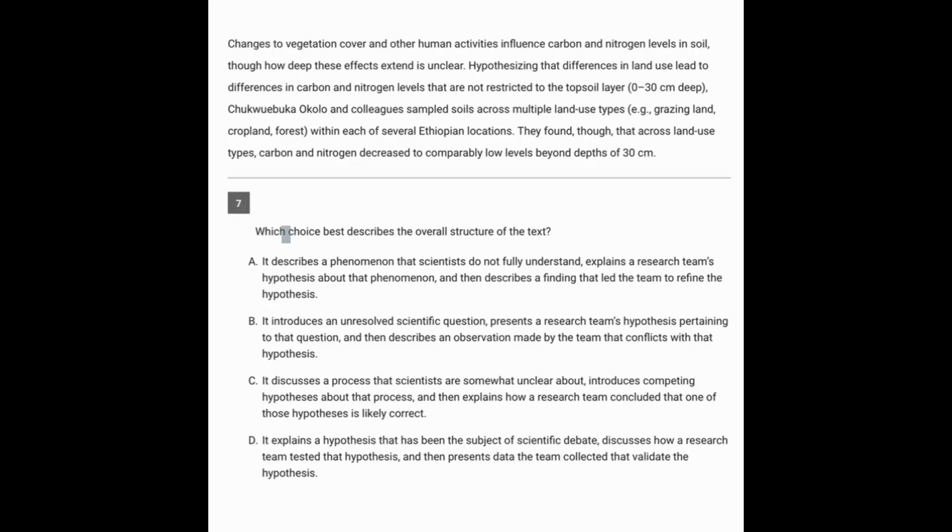Going over to number 7 now. Here, we always start right here. Which choice describes the overall structure of the text? It's kind of a main idea thing. So let's go ahead and try to get that main idea.